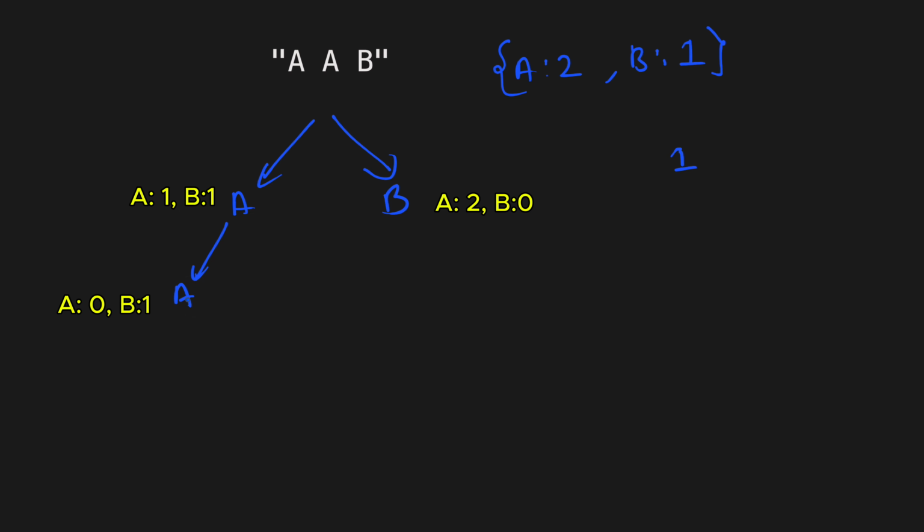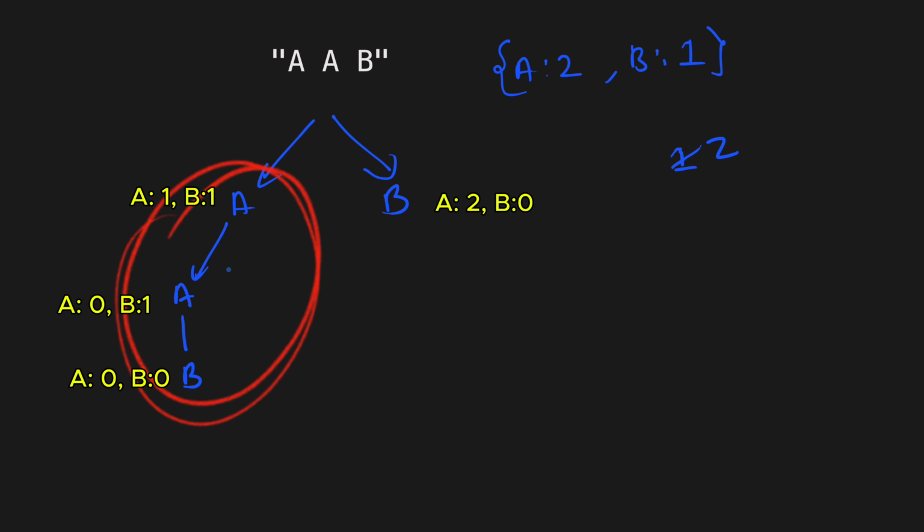Now we have used both the A's and we still have 1 B remaining, and the sequence will be double A. So we increment the sequence count to 2. And from here only 1 B is remaining. So the only path we can take is to character B, which will result in the sequence as double AB, and now the sequence count becomes 3.